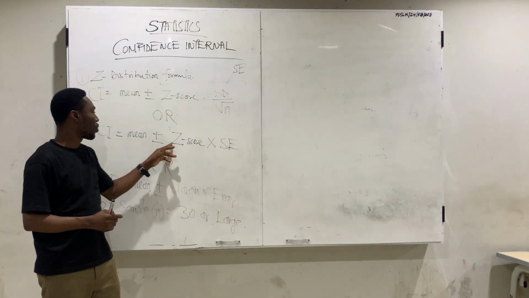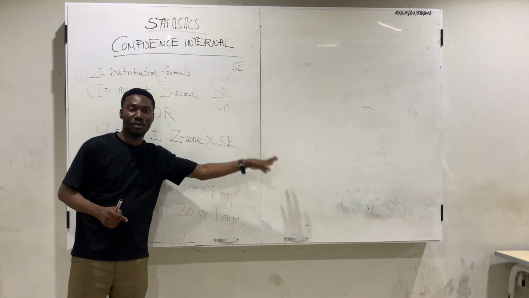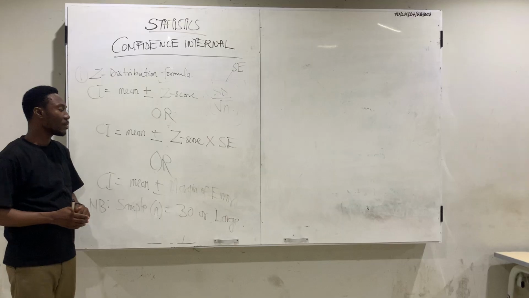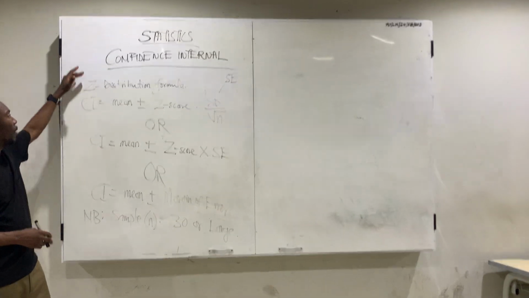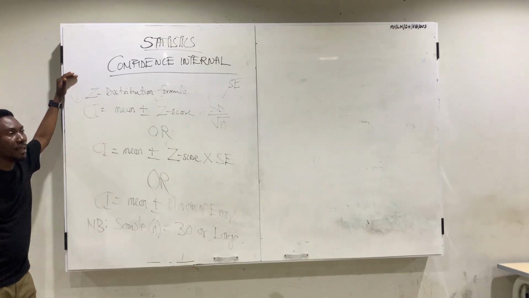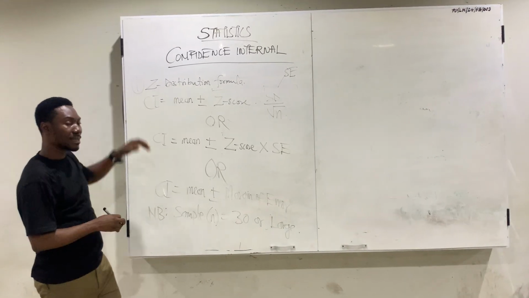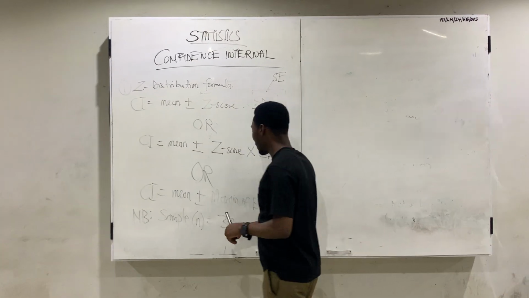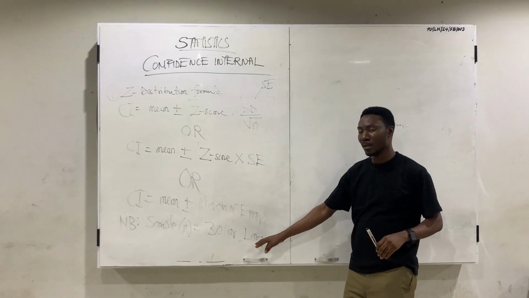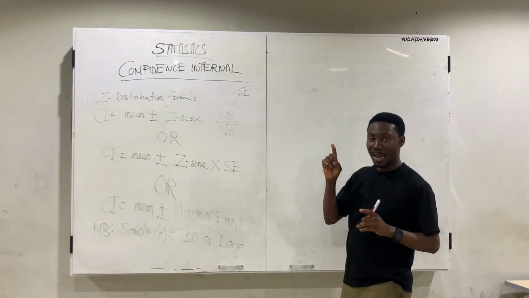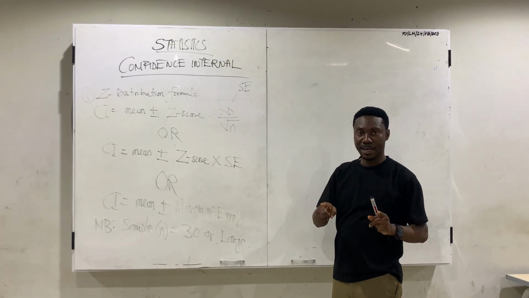Or z-score multiplied by standard error is the same thing. Is that okay? So now, the key point is: when will you use this formula? When the sample that you are using in the statistical test is 30 or large. And that is the key thing that you check.